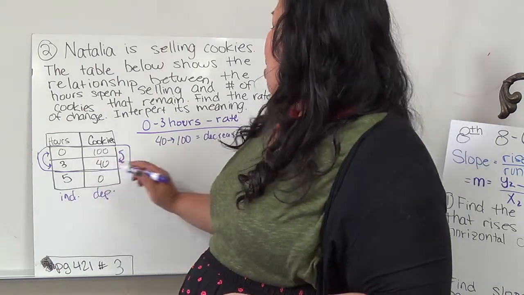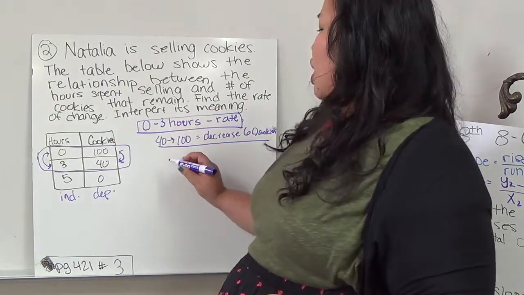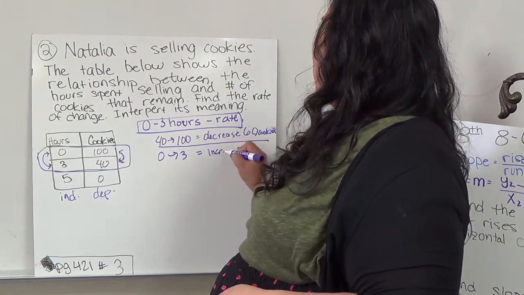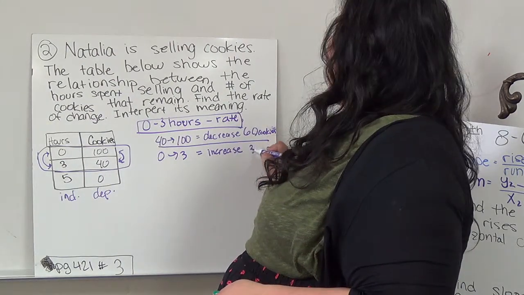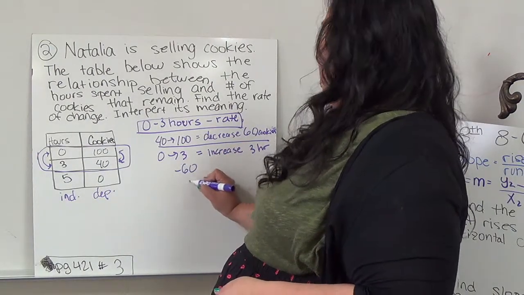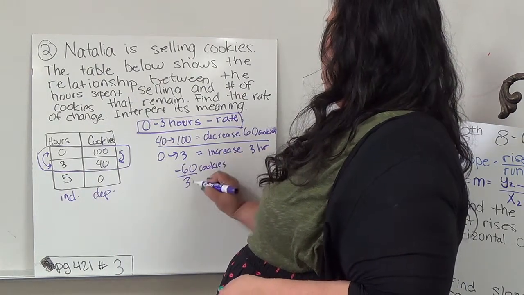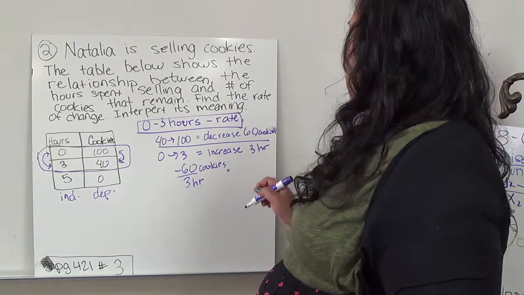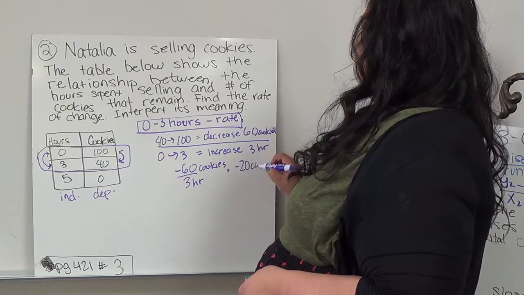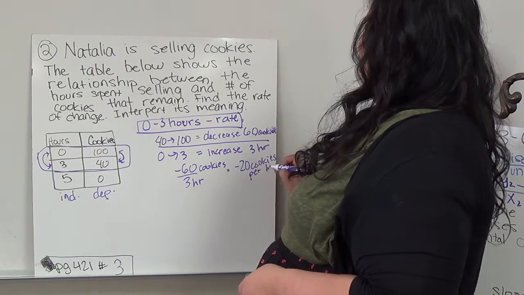Okay? For the hours, I'm going from 0 to 3. So I increase 3 hours. So my equation is decrease, so it's negative 60 cookies over 3 hours, which gives me negative 20 cookies per hour.